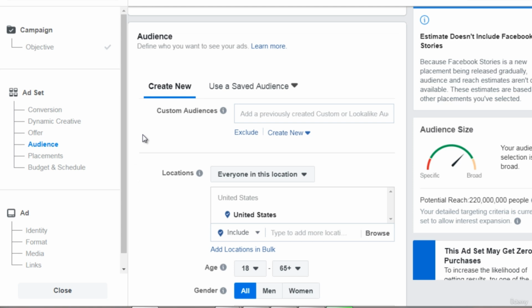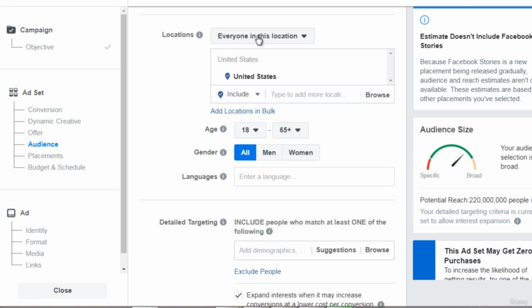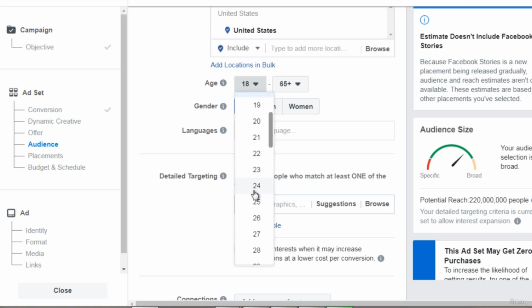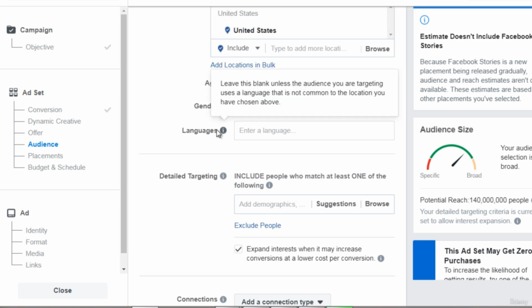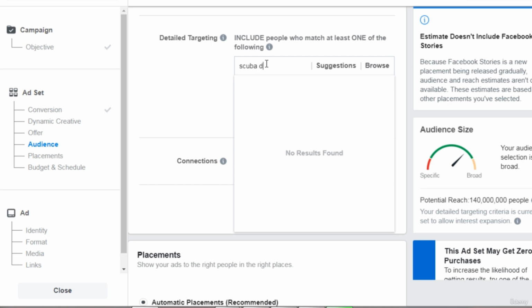Next, we have audience. So like we said earlier, one cool thing is if you go to audience insights and you do the research, you can actually save that audience and then you can select the audience here. All right, so use a saved audience. Now, we're going to do everyone in the United States from the ages, remember we saw 25 to about 54, like so. Now, because we're in the United States, language we can leave blank. Now, detailed targeting. This would include the interest. So this could be scuba diving.